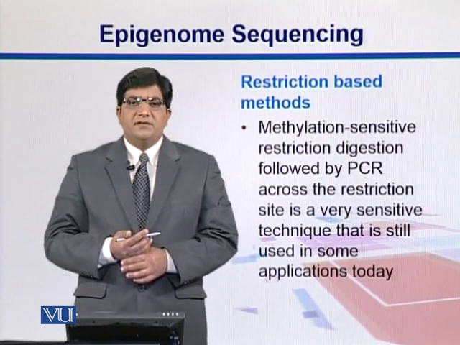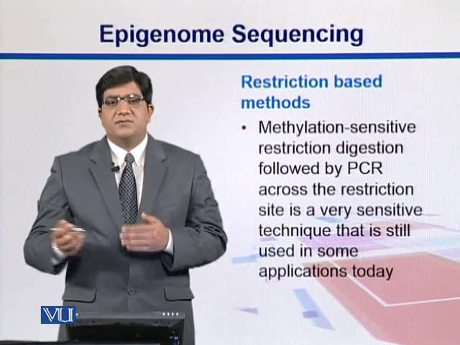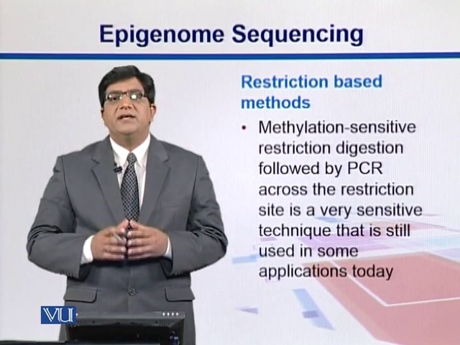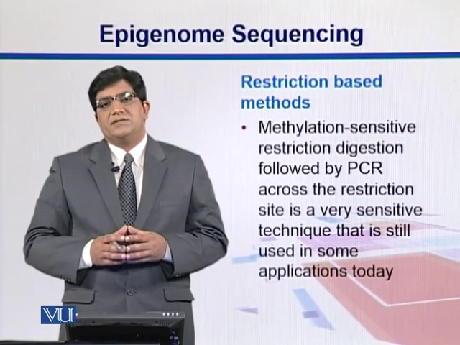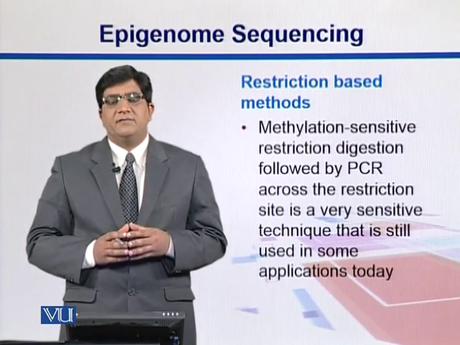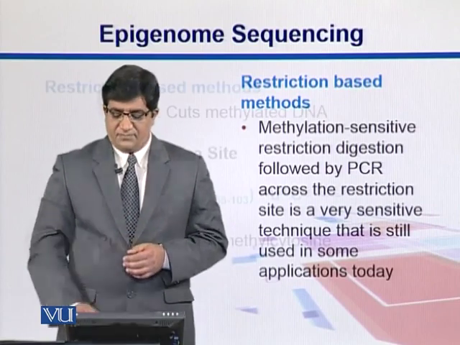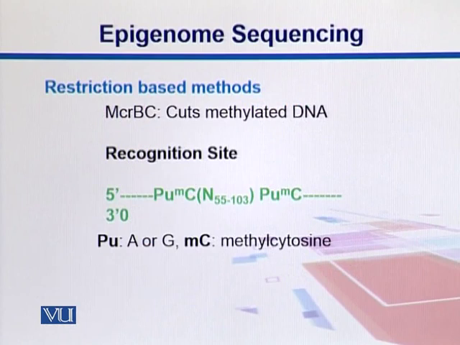In restriction-based methods, we use some restriction enzymes. Those are the enzymes which cleave DNA at specific places. These enzymes cleave the DNA where we have methylated nucleotides. So here we see one enzyme, McrBC, which cuts methylated DNA, and here is the segment which it recognizes. It has a purine, then we have a cytosine which is methylated, and in between them there are 55 to 103 nucleotides, and again we see this same pattern. So we have purines which may be A's or G's, and then again we have those methylated cytosines.